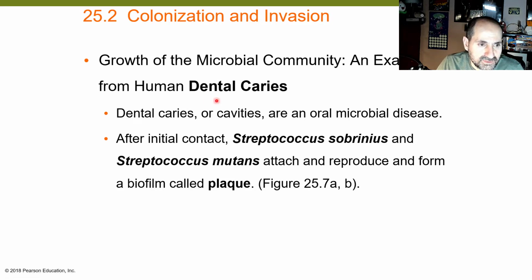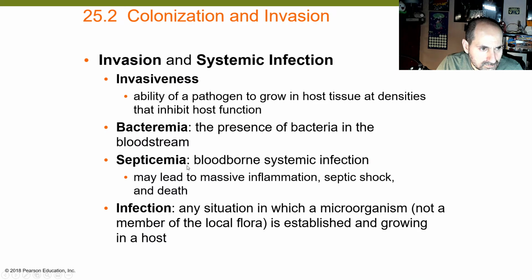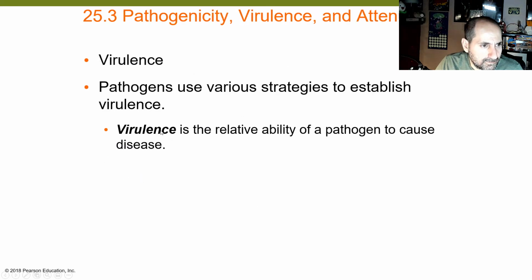Dental caries. Remember, we talked about dental caries in chapter 24. You should know that dental caries, also known as cavities, are caused by Streptococcus. So the big one is Streptococcus mutans, which is really known for cavities, but also Streptococcus sobrinus is known for dental caries as well. Then you've got your plaques that form. Please know these terms. Know the term virulence.